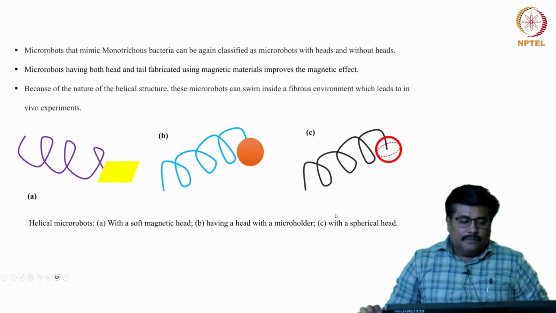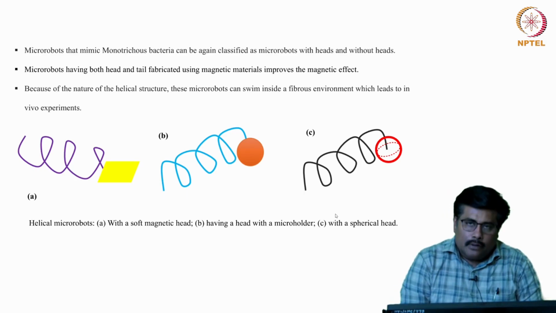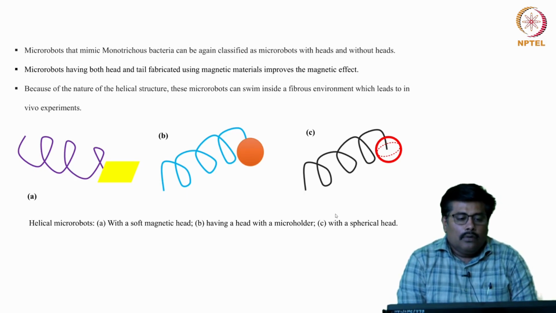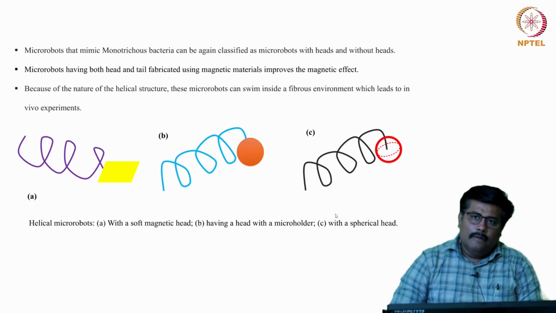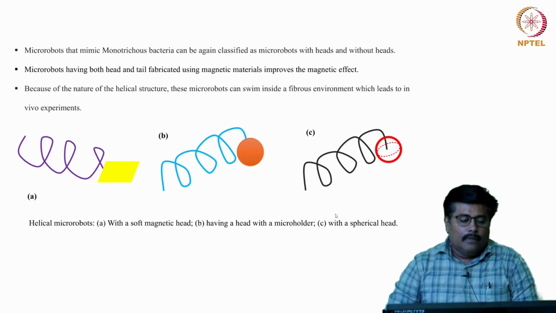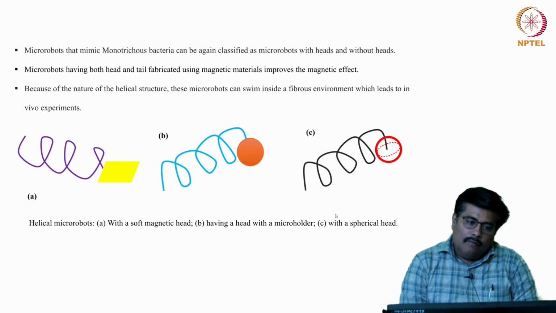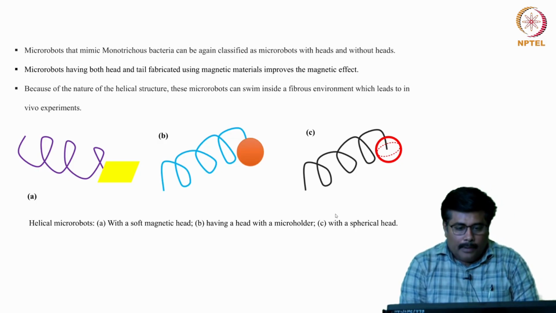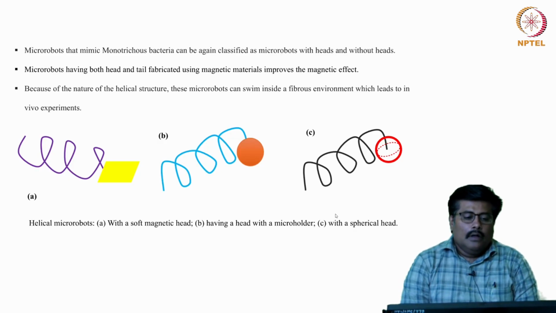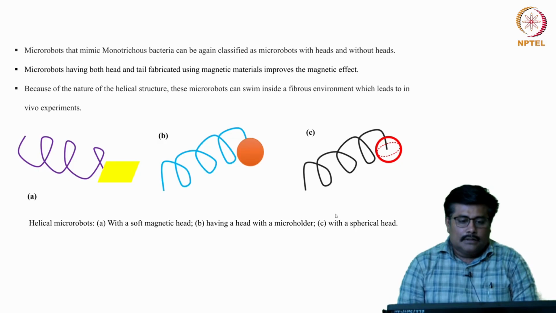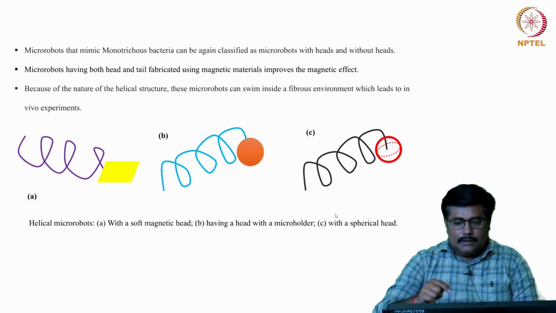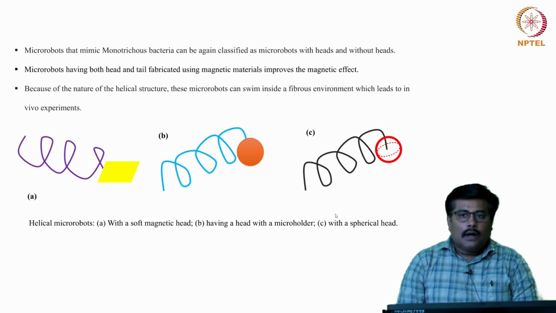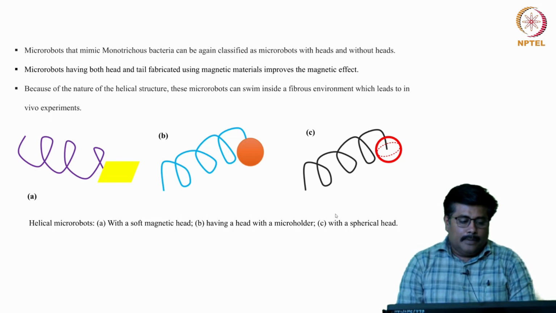Now, as we have seen, microrobots that mimic these monotrichous bacteria can be classified as microrobots with head and without head. These microrobots having both head and tail are fabricated using a magnetic material, which improves the magnetic effect. Because of the nature of the helical structure, these magnetic robots can swim inside fibrous environments, which leads to in vivo experiments.